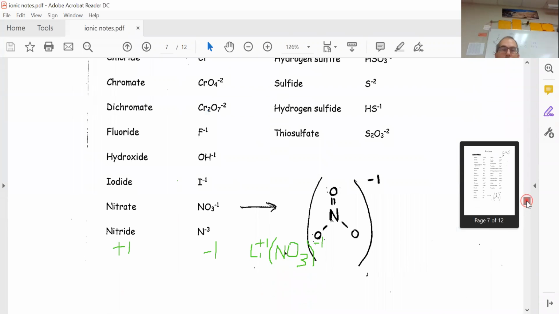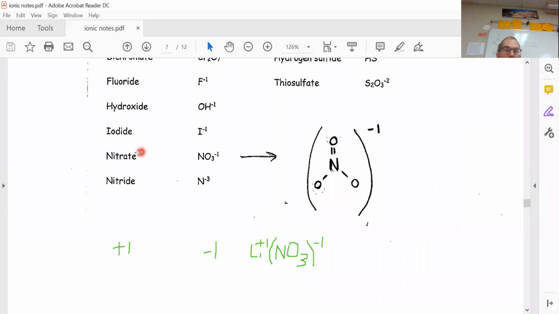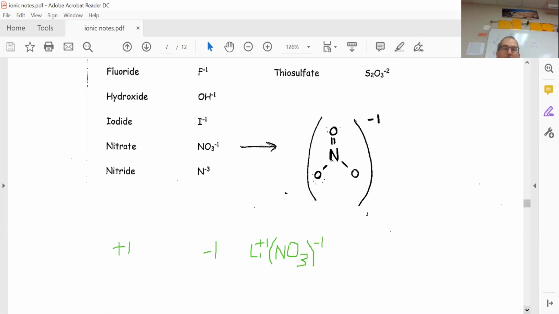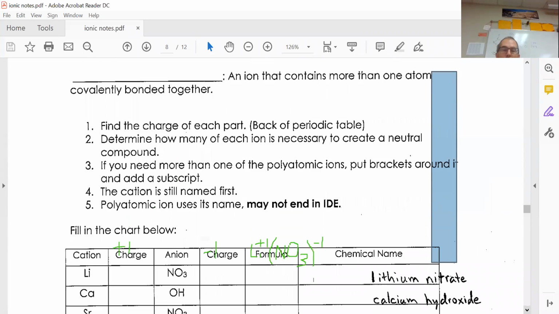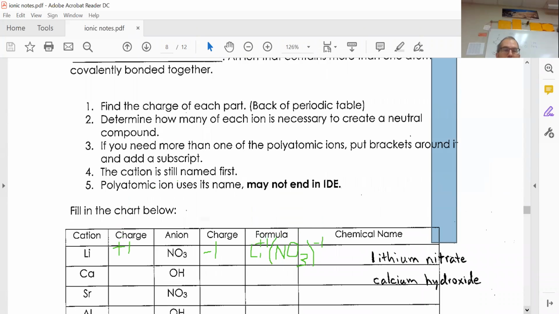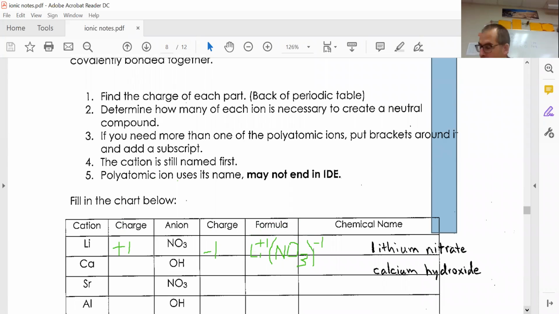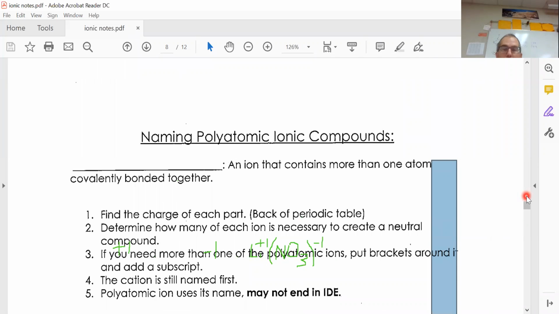So I really am just copying it right here. Oh, it says nitrate, it matches up, NO3 minus 1. So that's what I'm going to use in my name. I just copy that down. Okay, let's see if we can find this back in here. I think we're good with that one right there. And so that would be lithium nitrate.